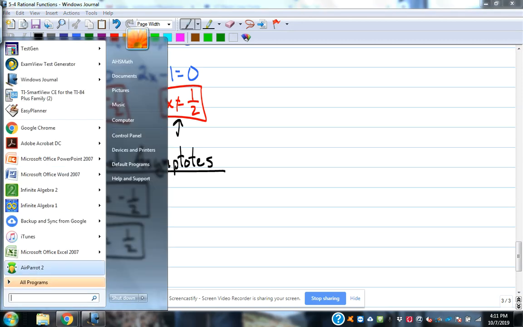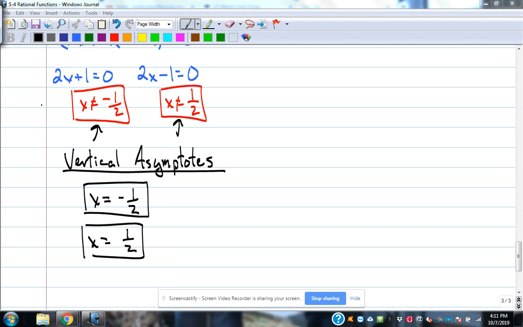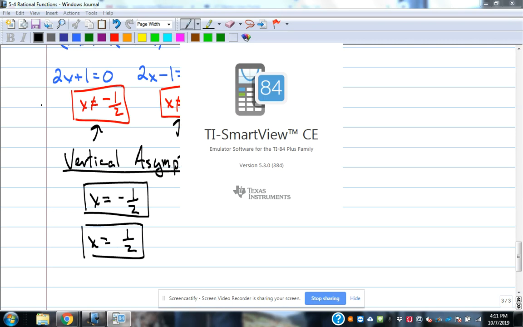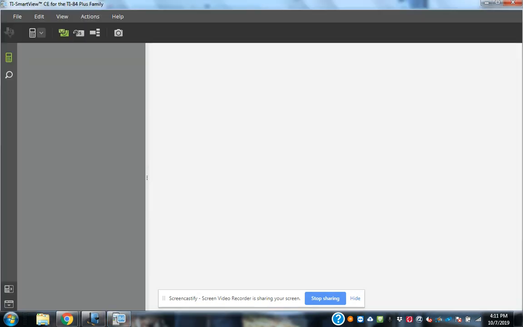And what I want to do is show you on the graphing calculator what that looks like so that you can kind of see where all this is going. Because the asymptotes really are just things that shape the graph is what they do. They don't really affect anything else but the graph.